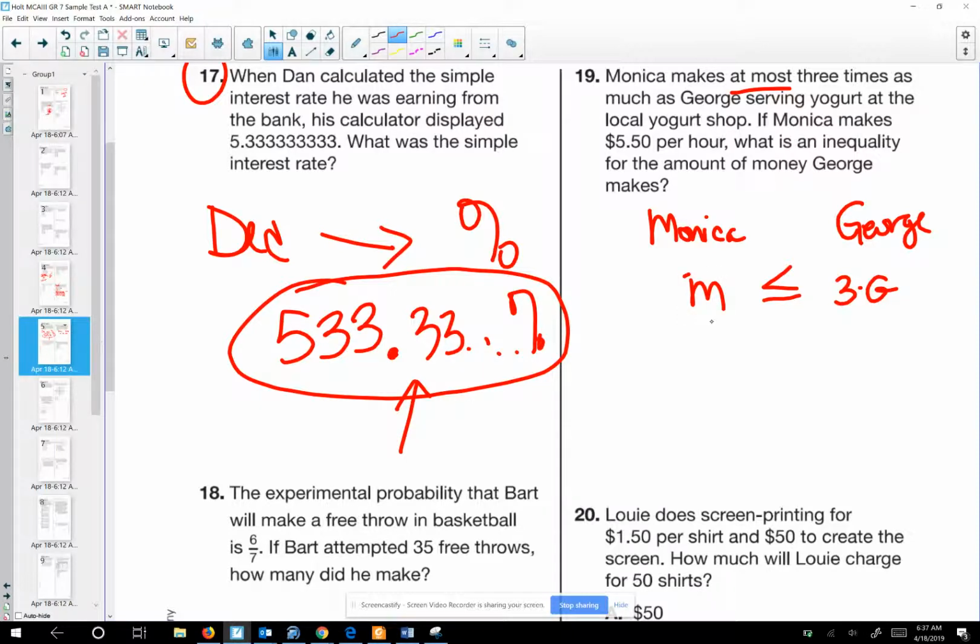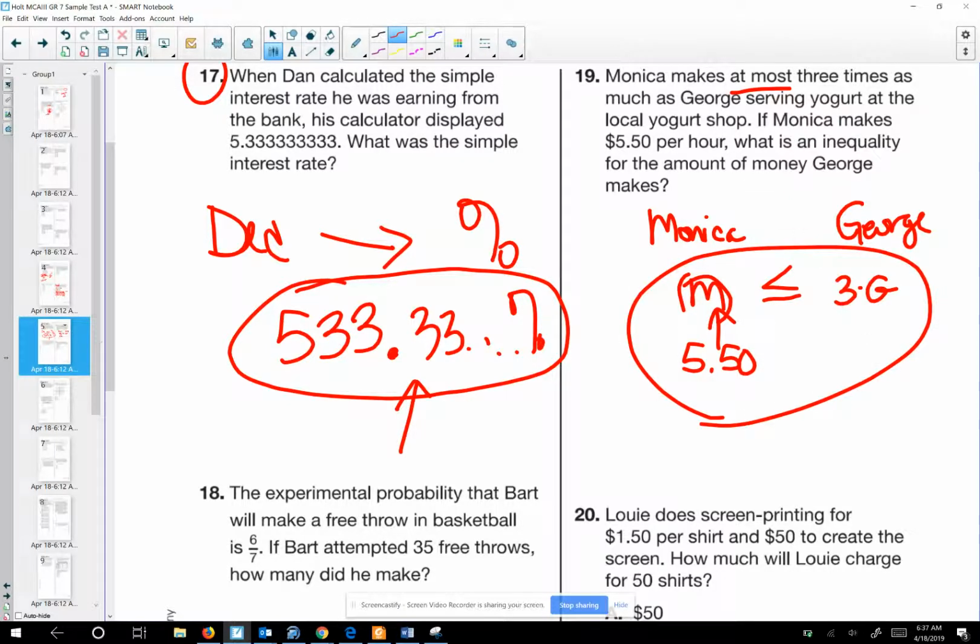Now, here's the thing. We know that Monica makes $5.50 an hour. So if you substitute that in there, this would be an inequality that represents that. I think I set this one up as multiple choice for you on Schoology. So see what your answer choices are.